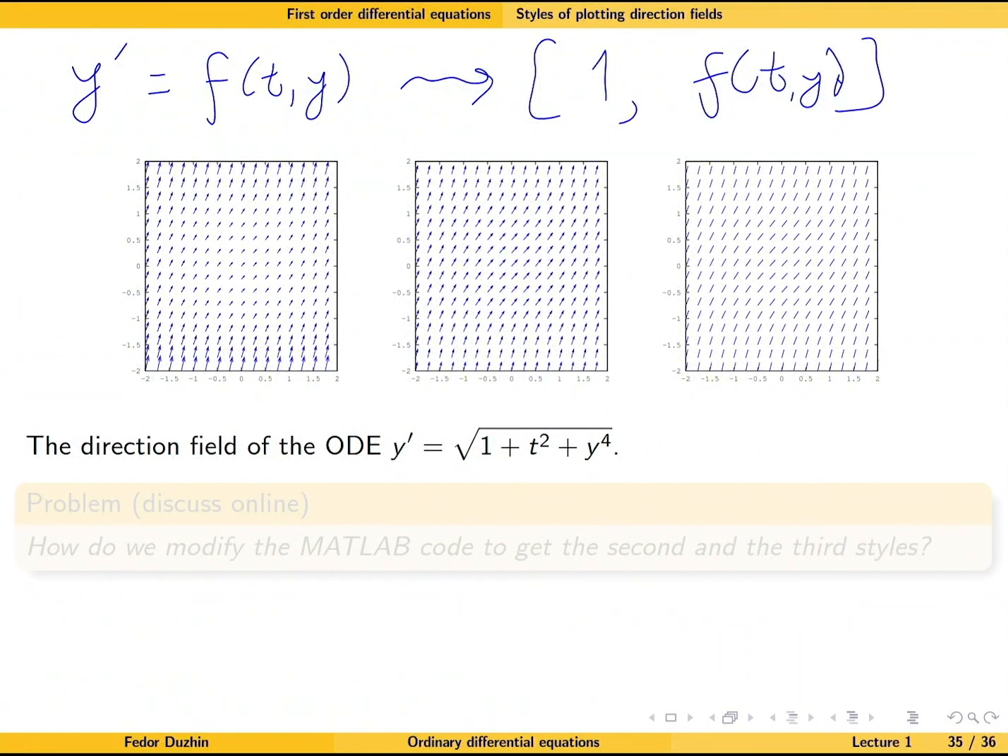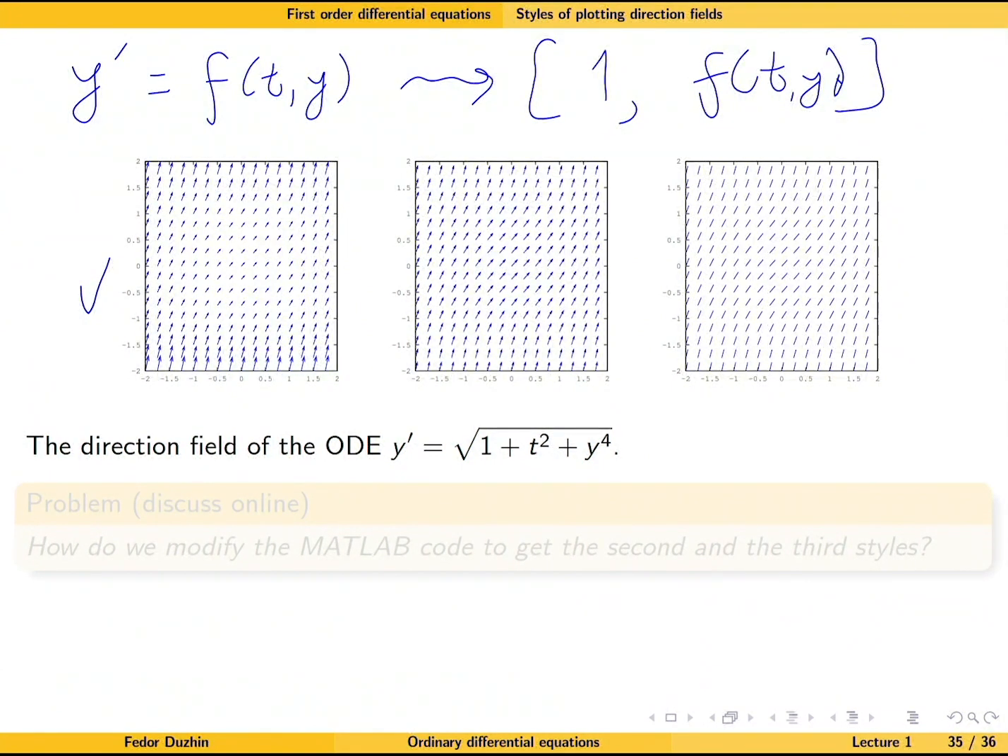And the direction field is a visual representation of a differential equation. So we plot differential equations as direction fields. Now, there are several styles to do it. Notice that the style that we usually use throughout today's lecture is the first one.